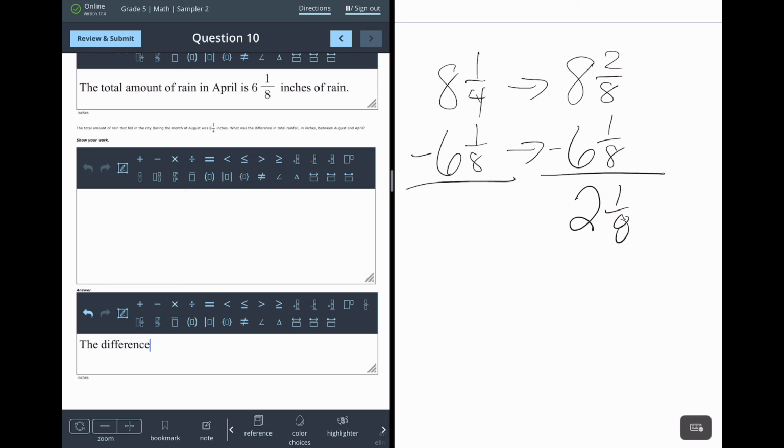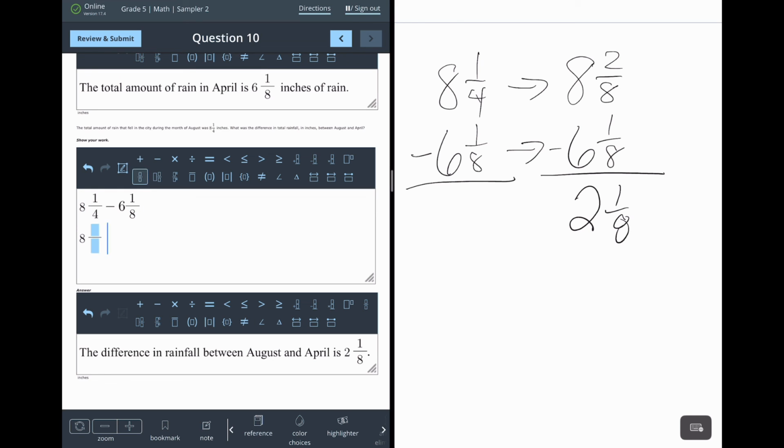The difference in rainfall between August and April is 2 and 1/8. Done. And then I just have to show my work. 8 and 1/4 minus 6 and 1/8. So I start off with that, and then I just did the same thing again.